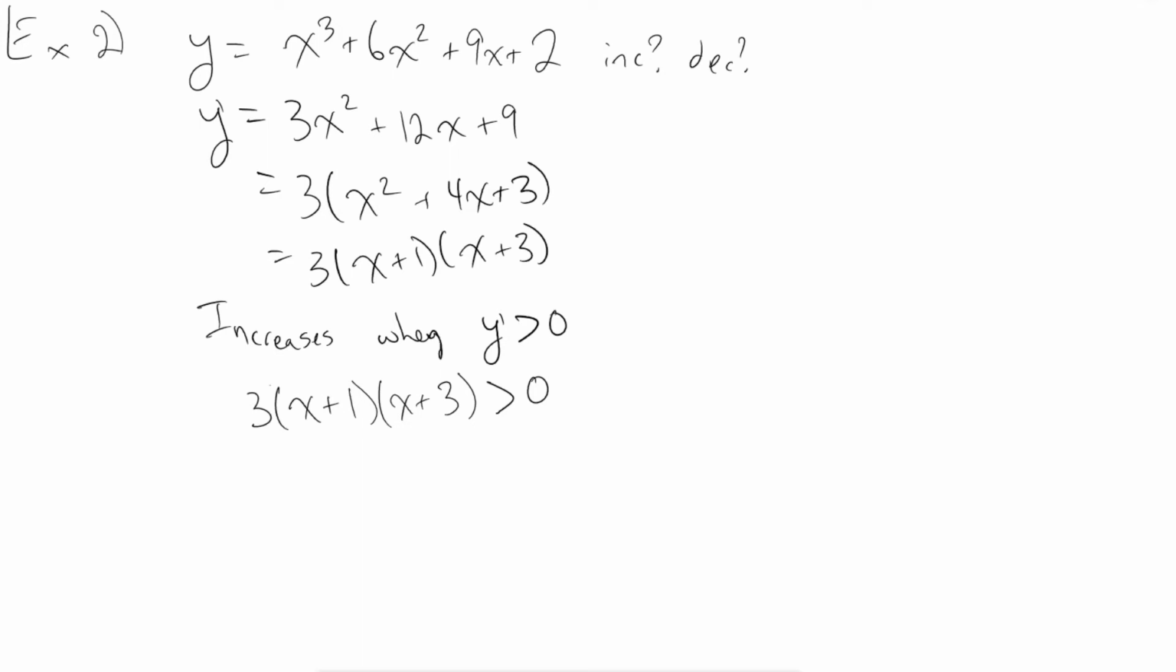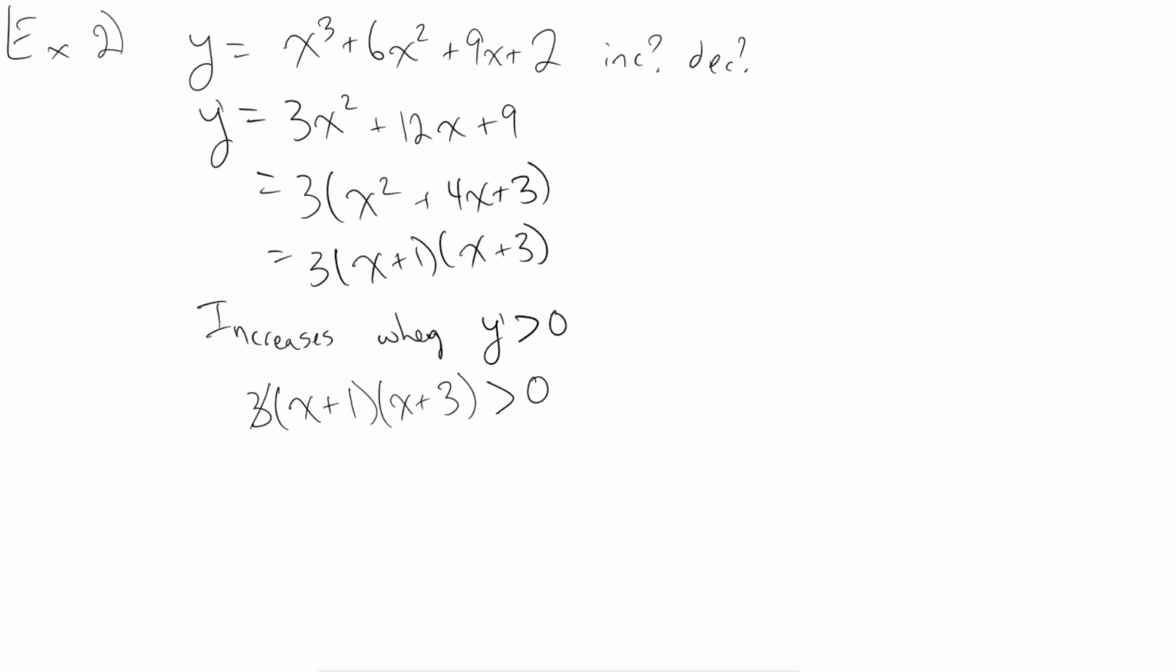Now, if we divide both sides by 3, well, 0 divided by 3 is 0. So we're just left with x plus 1 and x plus 3. And we know that if we were to solve this, there are going to be two zeros. When x is equal to -1, the function is going to be equal to 0 because 0 times anything is 0. And when x is equal to -3, there's going to be a 0 because that's equal to 0. But we don't want to know what happens when it's equal to 0.